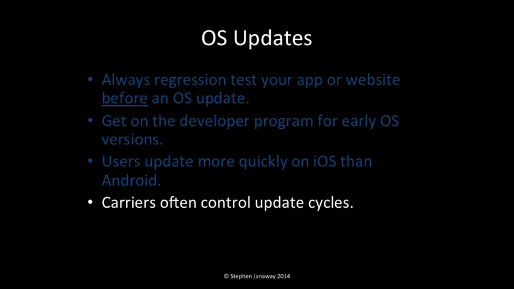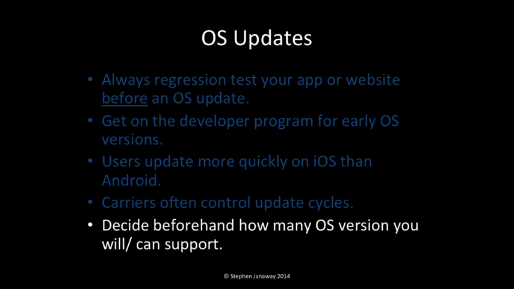Bear in mind also that carriers often control update cycles, and this is particularly true for Android. So the mobile network carriers can slow down the rollout. So don't assume that, say, because the latest version of Android has just come out, everybody's updated. The latest version, KitKat, for example, is still only on about 20% of Android devices at the moment, even though it's been out for a pretty long while. Also handy to decide beforehand, when a mobile project is being defined, how many operating system versions the team is going to support, because this can help drive how much you test and what you test on.